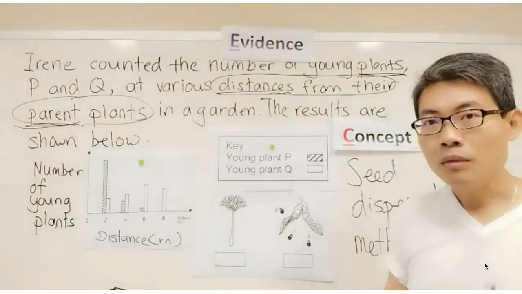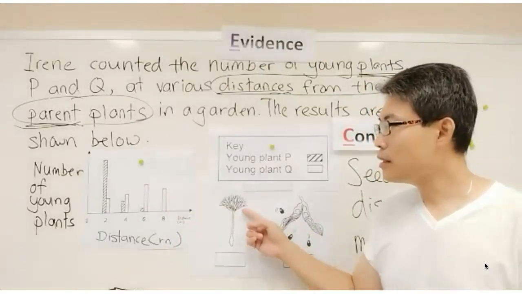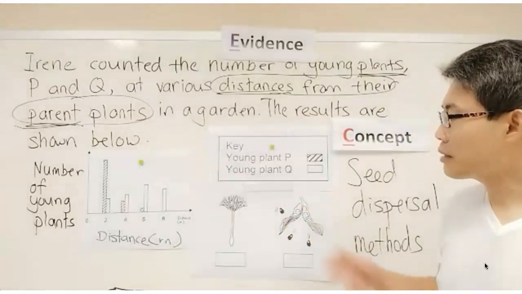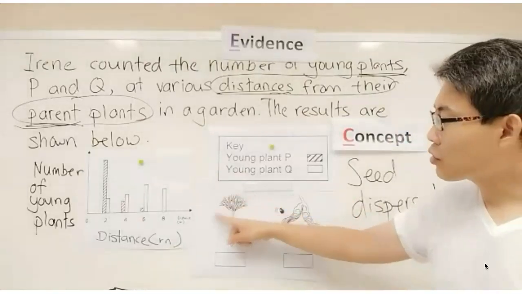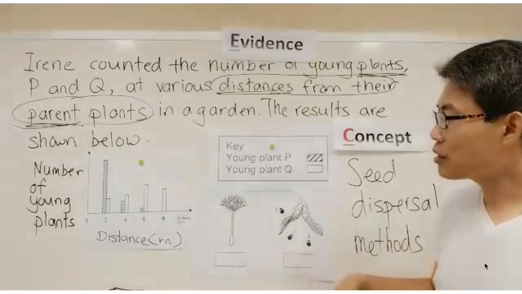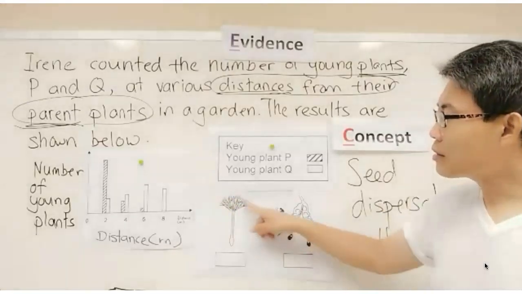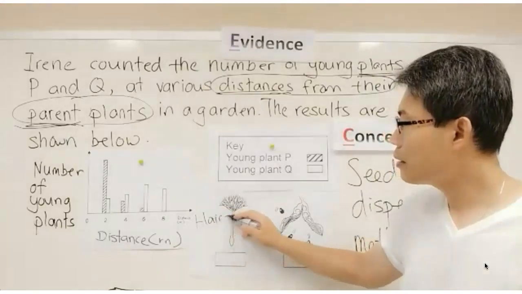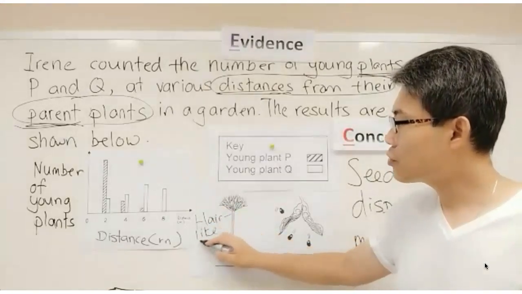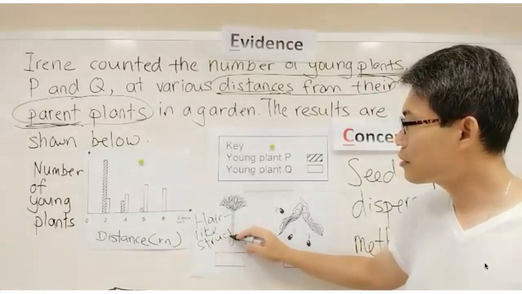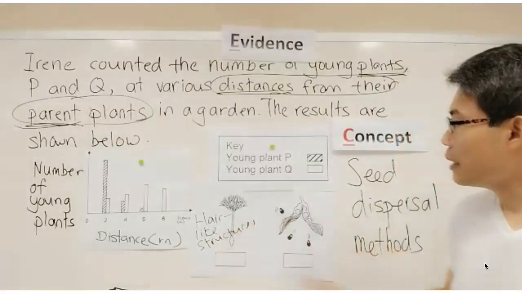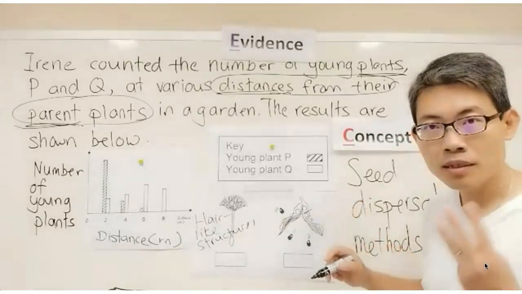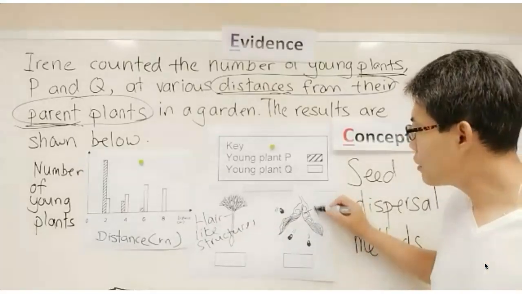And then we have one more set of clues, which is the structure of the fruits of these two plants. We're not told which one is which, but clearly this is what we know as the hair-like structures. And this, remember what this is? 3-letter word. This is a pod.